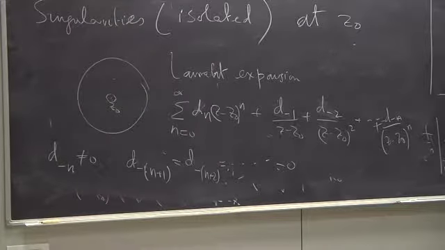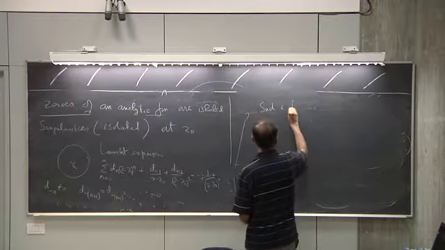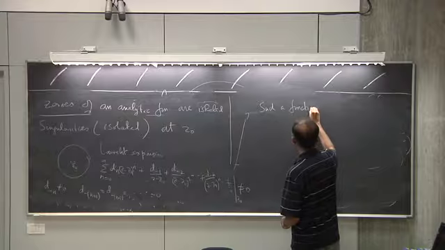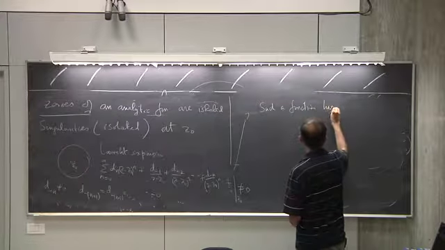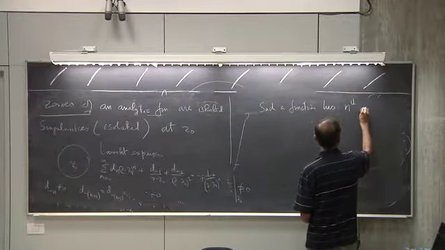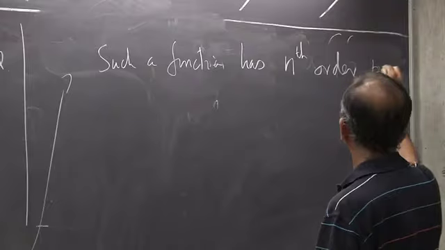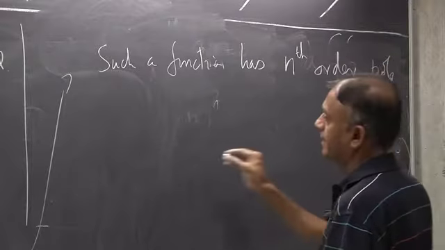In that case, again it's a definition now, you say that this function has an nth order singularity. It's called an nth order pole. Then you say that such a function has an nth order pole at z equal to z naught.